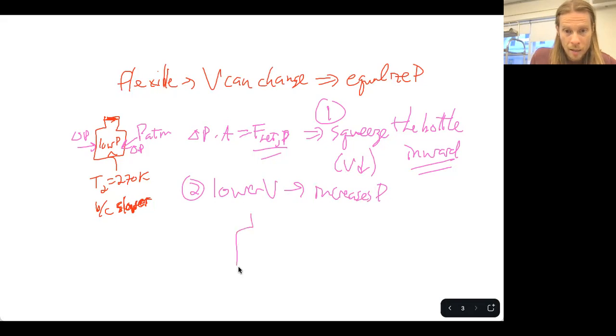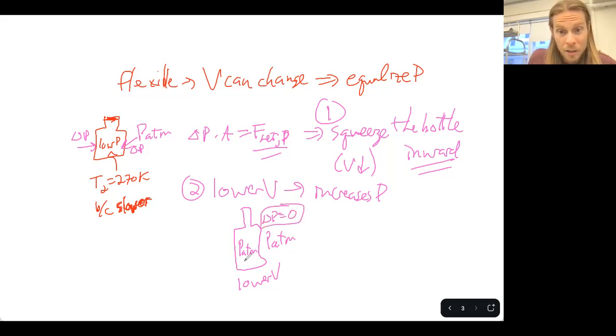So the last final stage is like a smaller bottle. Let me draw that a little better, right? A little smaller bottle. It's kind of squeezed in, lower V, but there's 1 atmospheric pressure inside, because it will keep squeezing it until delta P equals 0. So the final stage is that the pressure is atmospheric pressure. So this was isobaric.